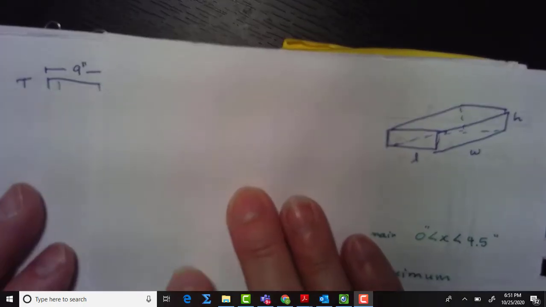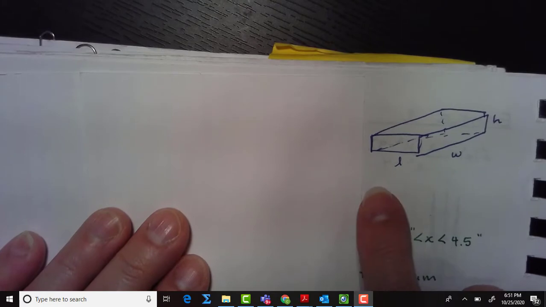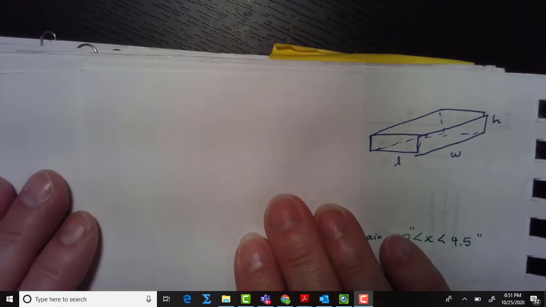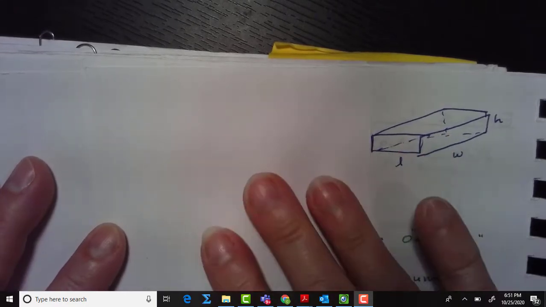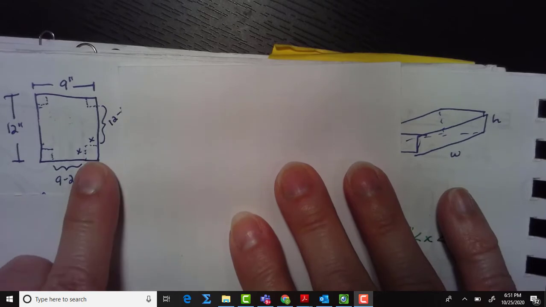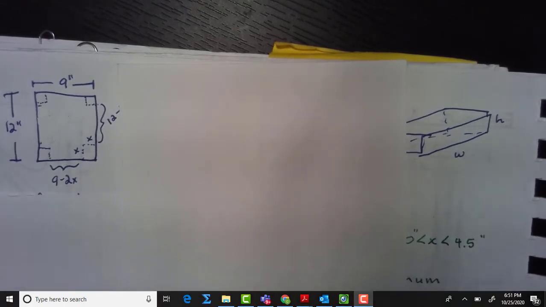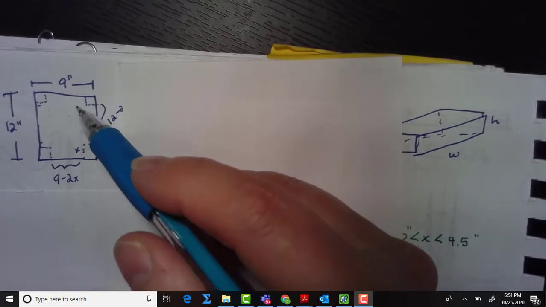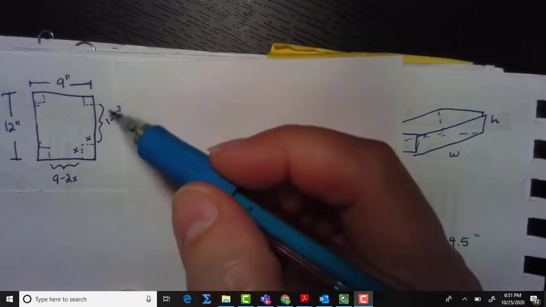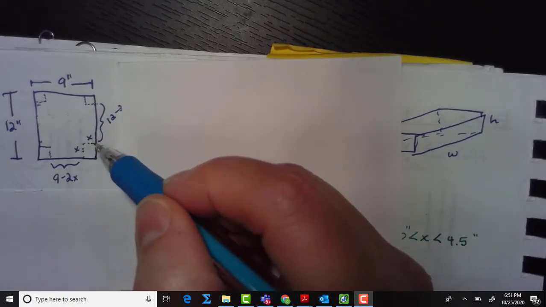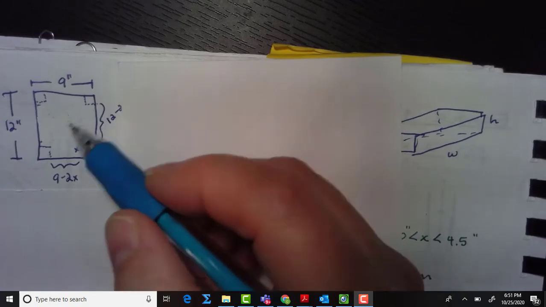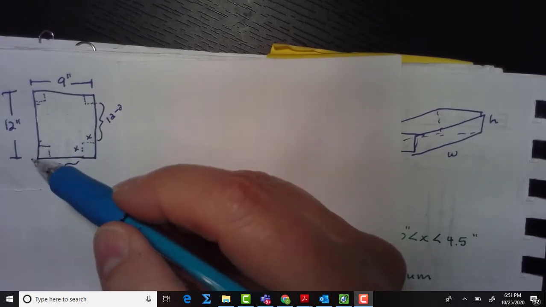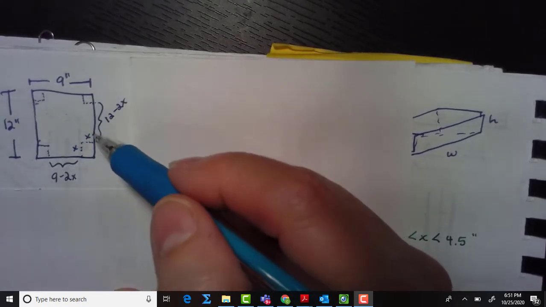So if we were in class right now, we would be creating these little boxes. I would have each little group cut off a certain amount on their piece of paper to fold up the edges. And you can see that we would have to cut the same amount off of each corner so that when we folded those edges up, they would meet. We don't know what we're going to cut off, but let's say it's X in this direction and X in this direction. That would make the width of the paper 9 minus 2X, and the length of the paper 12 minus 2X.